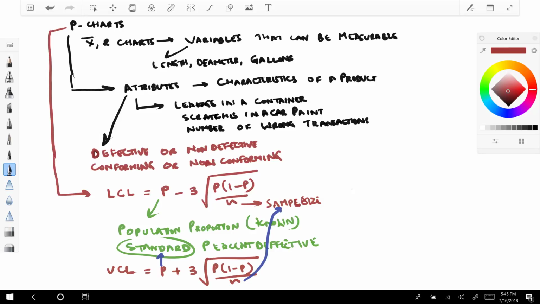If the population proportion is not known, so if this P is not known, then we will use this formula: LCL is equal to P bar minus 3 square root of P bar (1 minus P bar) divided by N. So the formula looks the same. I will write the upper control limit also and then define what is P bar.